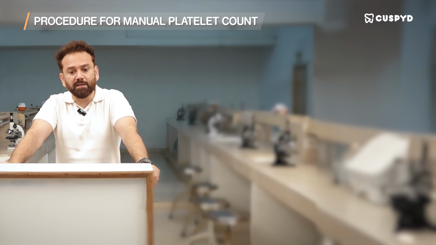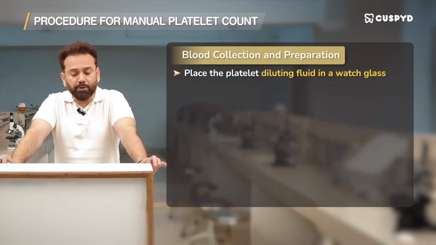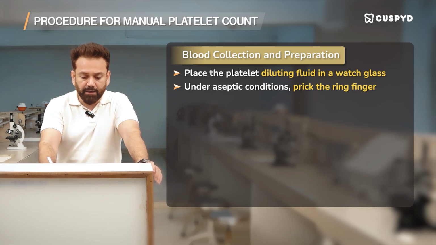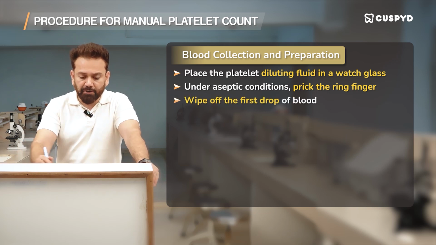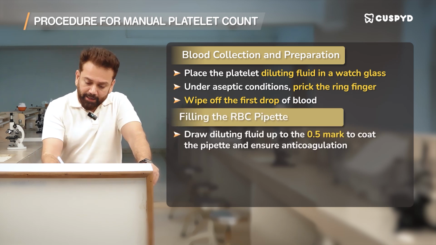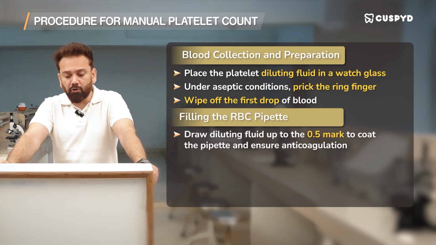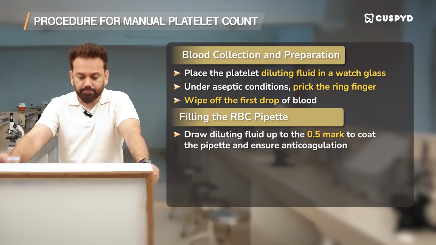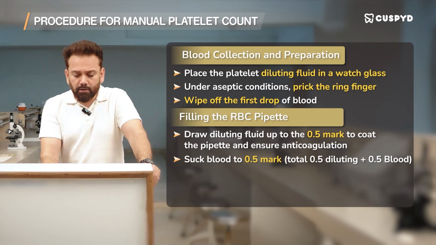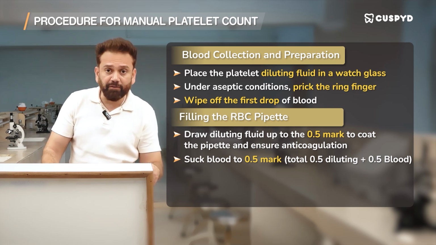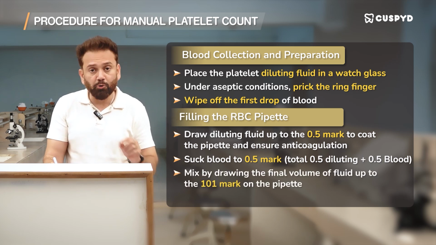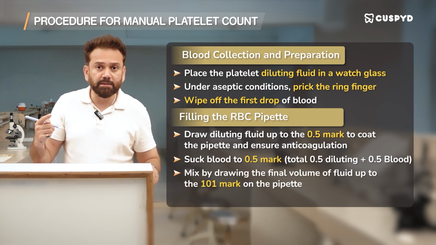Procedure is just like RBC and WBC. Take adequate diluting fluid in a watch glass, prick the ring finger under aseptic conditions, wipe off the first blood drop, suck the diluting fluid again up to which mark? Again the 0.5 mark, to coat the wall of the RBC pipette with anticoagulant. Now suck the blood to the 0.5 mark. Now clean the tip of the pipette and suck diluting fluid till the 101 mark, because this is just like RBC.